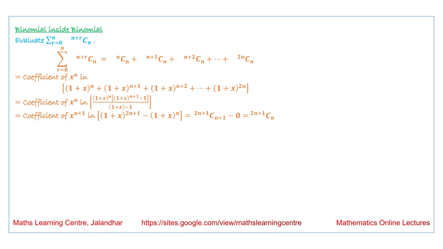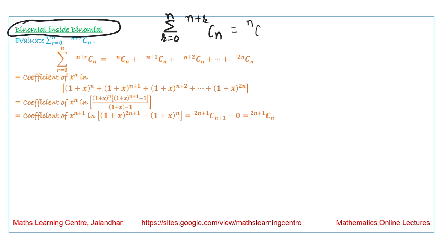Next, we have some problems in the form that there is a binomial inside another binomial. We have to evaluate the value of, first question we have, sigma r = 0 to n of (n+r)Cn. So we are writing this is equal to, if we substitute the values of r, nCn + (n+1)Cn + (n+2)Cn, so on up to (2n)Cn.